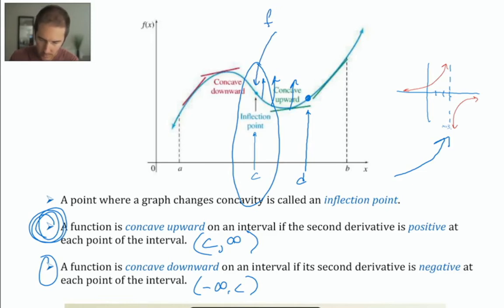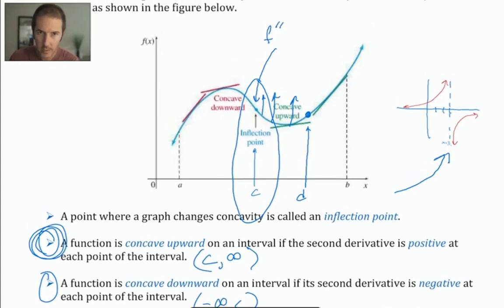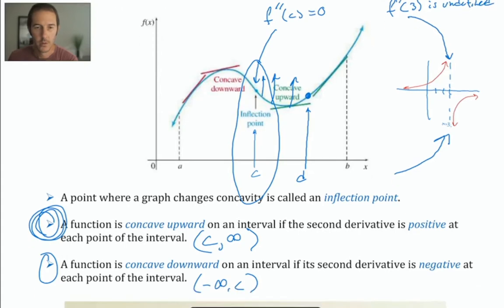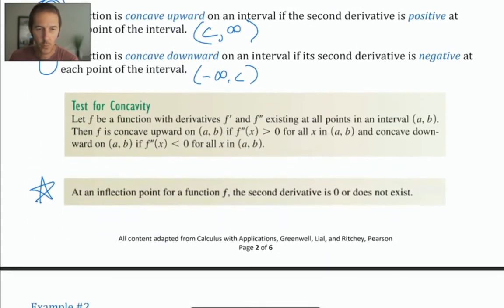Sometimes the digital pen is not as precise as I'd like it to be. f double prime of c here is equal to 0. Now over here, f double prime of, in this example it was a 3, is undefined. So that corresponds to what I put a star next to right here.